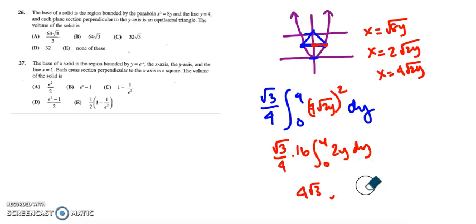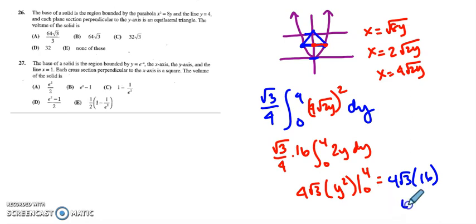Hold on. We go back, and my 16 times rad 3 over 4 is just 4 rad 3. 2y integrates to y squared, and I evaluate that from 0 to 4. So I end up with 4 times rad 3 times 16, which should be 64 rad 3, and it is. That's our answer, B.